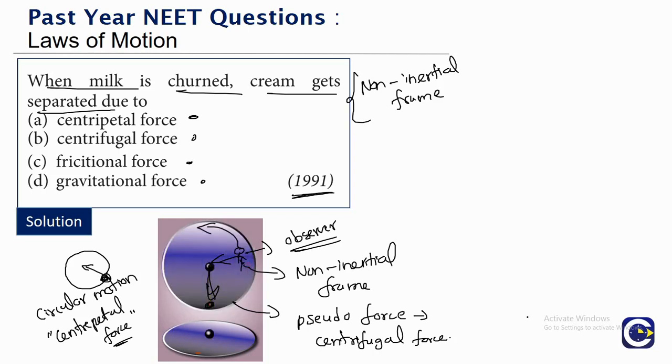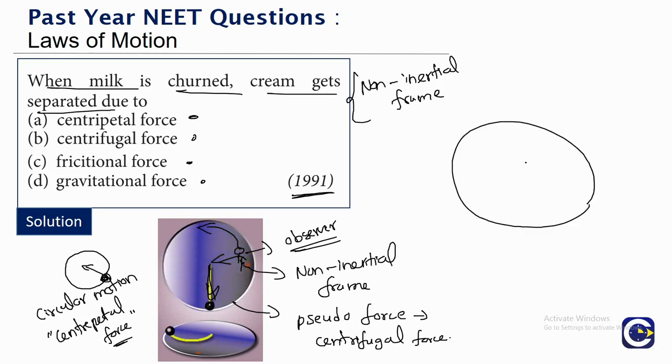If the observer is sitting on the rotating disc, he will see that the objects for which the centripetal acceleration is not met cannot continue in the circular path, so they will move away from the center of the circle. This will appear like there is a force acting on them which is away from the center of the circle. That is why they are moving away from the center. This pseudo force will be called what? Centrifugal force.